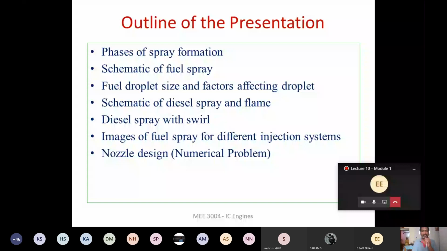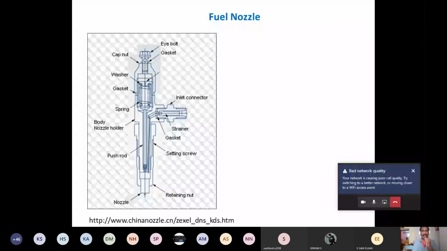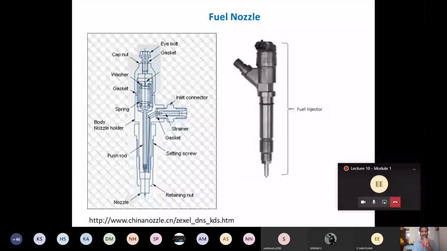See, if you see the fuel nozzle, the diesel fuel injector appears like this in general. This complete system, we call it a fuel injector. In this, we have one important component called the fuel nozzle. At the bottom, this is what we call a fuel nozzle, and the complete system we call a fuel injector. At the tip of the fuel nozzle, we have a small hole, which we call an orifice, through which the fuel spray is going to happen.